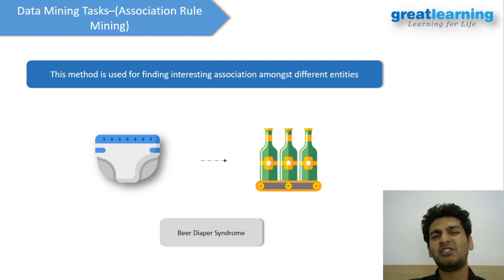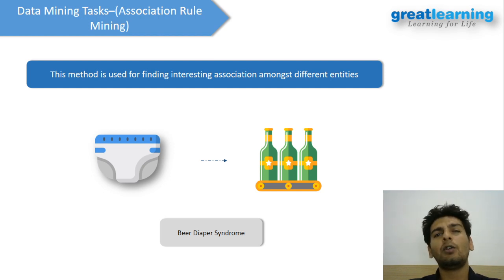Now, this is a very strange relationship, isn't it? A single father coming to Walmart to buy diapers, and along with diapers, he would also buy a can of beer. Right? So this is the beer diaper syndrome, which Walmart was able to find out with the help of association rule mining.